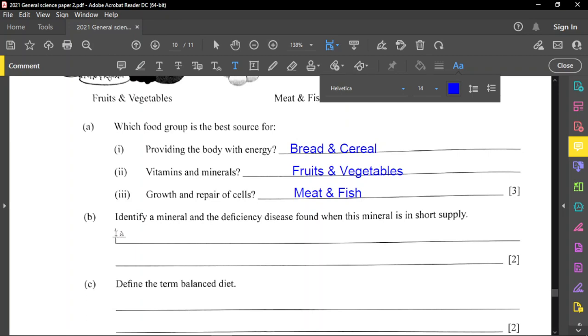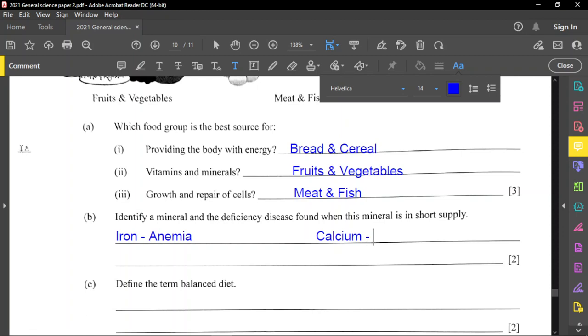So you have some that when you have a deficiency of vitamins, then something will happen. I could talk about those after. But here you have iron. Iron is one. And if you're lacking iron, what you're going to have is a condition called anemia. Okay, so anemia. And if you lack calcium, which is another common one, so calcium.